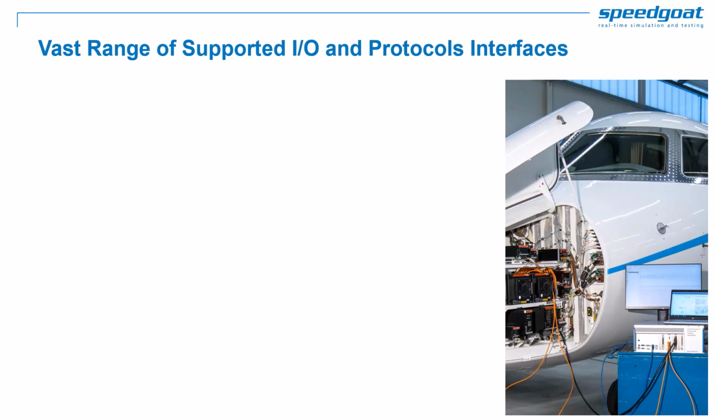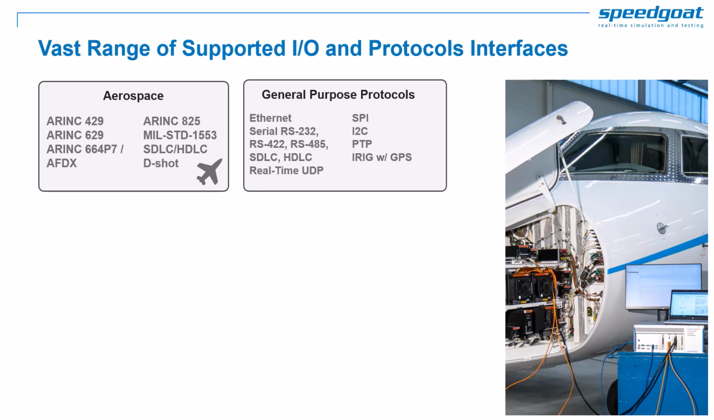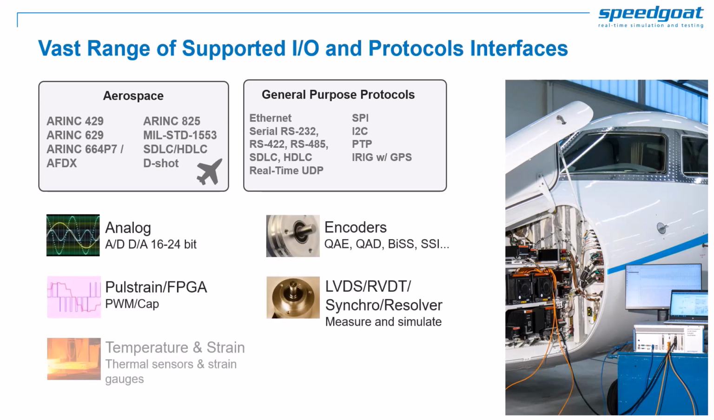Speedgoat supports all key protocols for the aerospace industry, such as ARINC 429, ARINC 825, AFDX, or MIL-STD-1553. Overall, we support over 200 I/O modules. We also have general purpose protocols such as SPI, I2C, Ethernet, and a vast range of analog and digital protocols. You can leverage all relevant I/O protocols at the requested voltage level and sampling rate, and even perform fault insertion. These I/O interfaces can seamlessly be integrated into the workflows from MATLAB and Simulink.